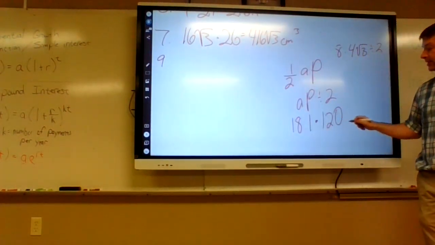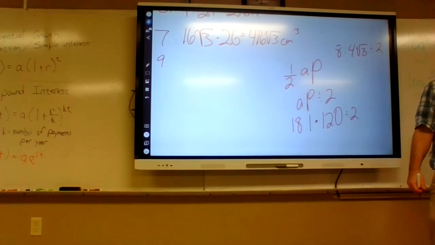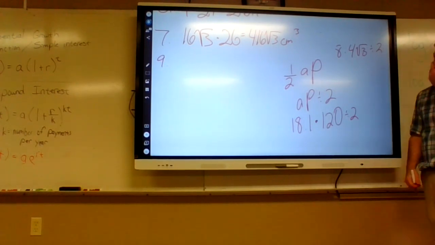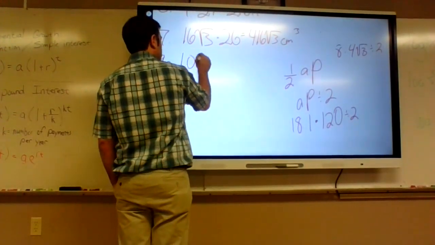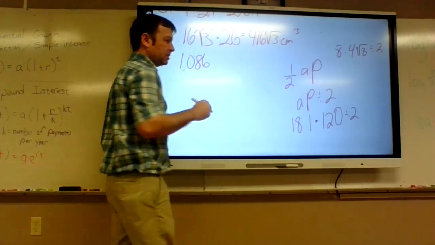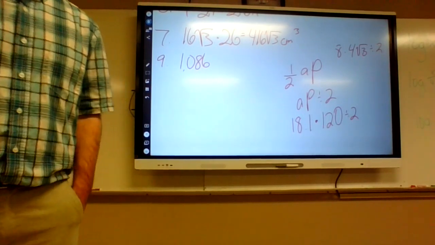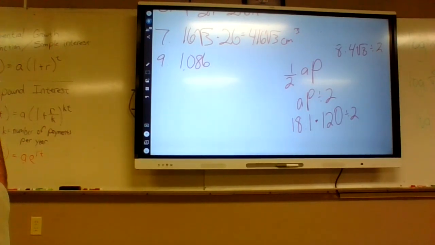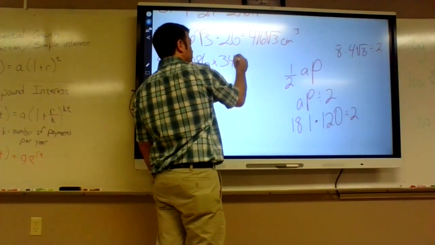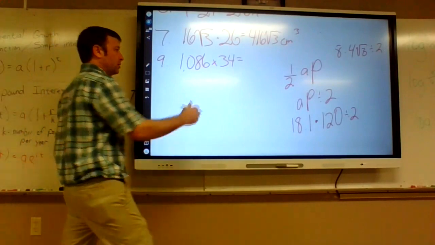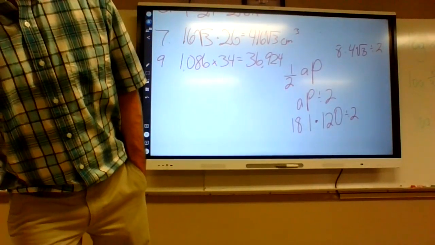Perimeter is 120, 15 times 8. So 18.1 times 120 divided by 2 will give us the area of the base. Then what do I need? That's the area of the base. Then what do I need to do to find the volume? Times height, so times 34. 36,924. I always forget to look at the measurement type. Meters.